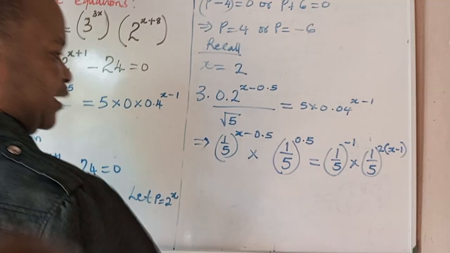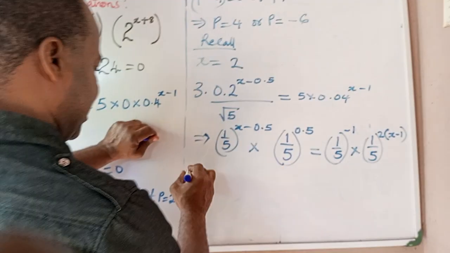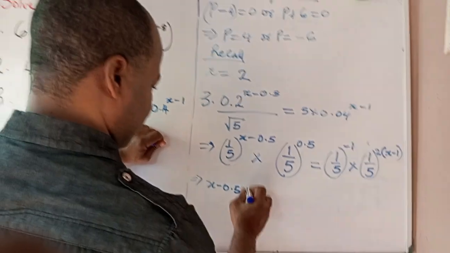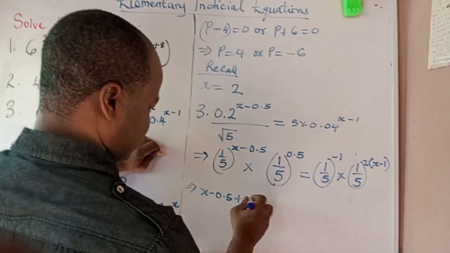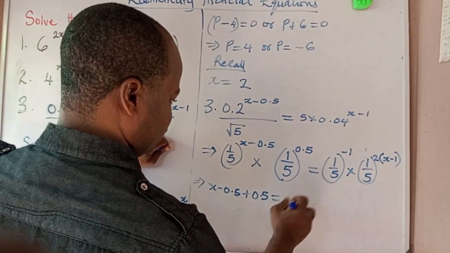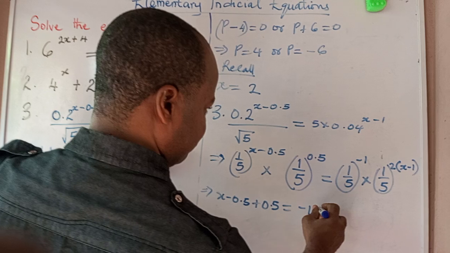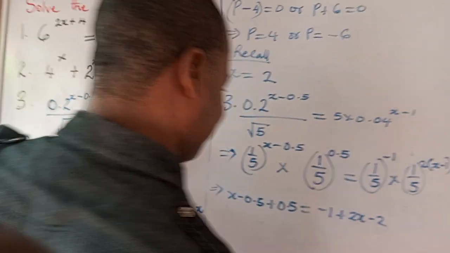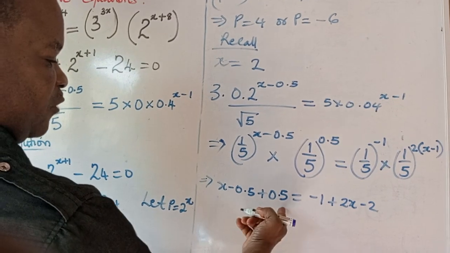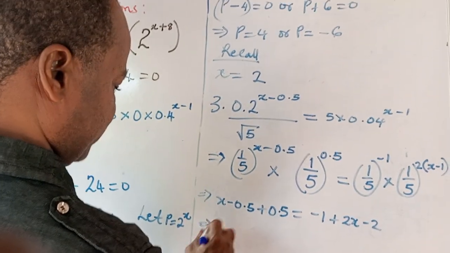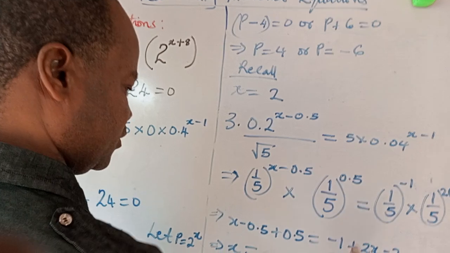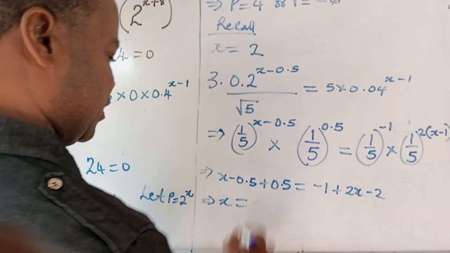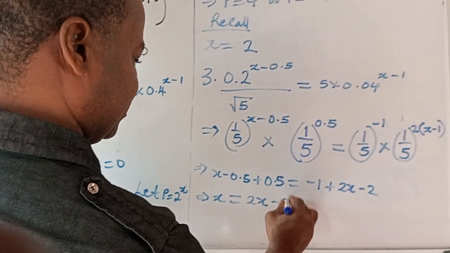So we can now simplify the powers. Okay, so we now have x minus 0.5 plus, because of the multiplication sign, 0.5 is equals to negative 1 plus what we have there is 2x minus 2 if we expand the brackets. Minus 0.5 plus 0.5 is equal to 0. So we have x is equals to negative 1 minus 2 will give us negative 3. So we have 2x minus 3.